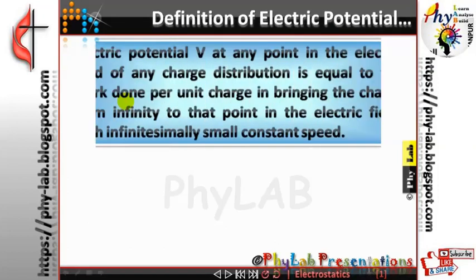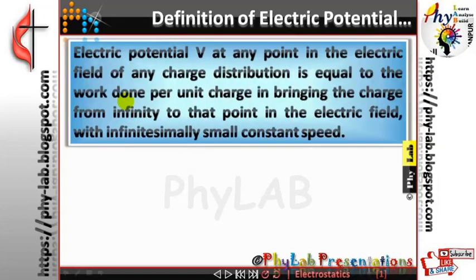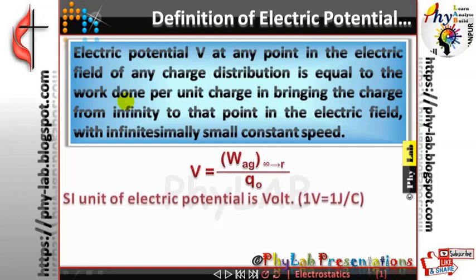Now, work done per unit charge in bringing a charge from infinity to some point P in the electric field with infinitesimally slow constant speed defines the electric potential, friends, and its unit is the volt. So this definition we have already studied in our previous lecture session, friends.